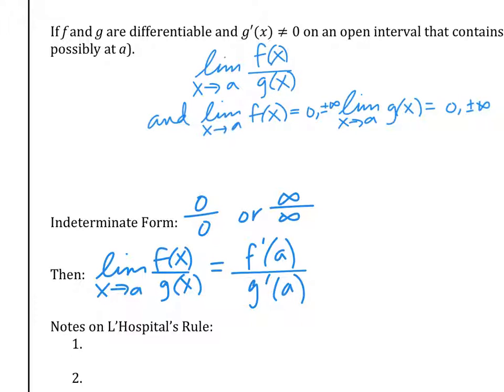Okay, so basically it's saying if you have this limit that you want to find, and the limit of the numerator and the limit of the denominator both go to 0 or both go to infinity, then you can apply L'Hopital's rule, which says the limit is the same as the derivative of each function at that value.